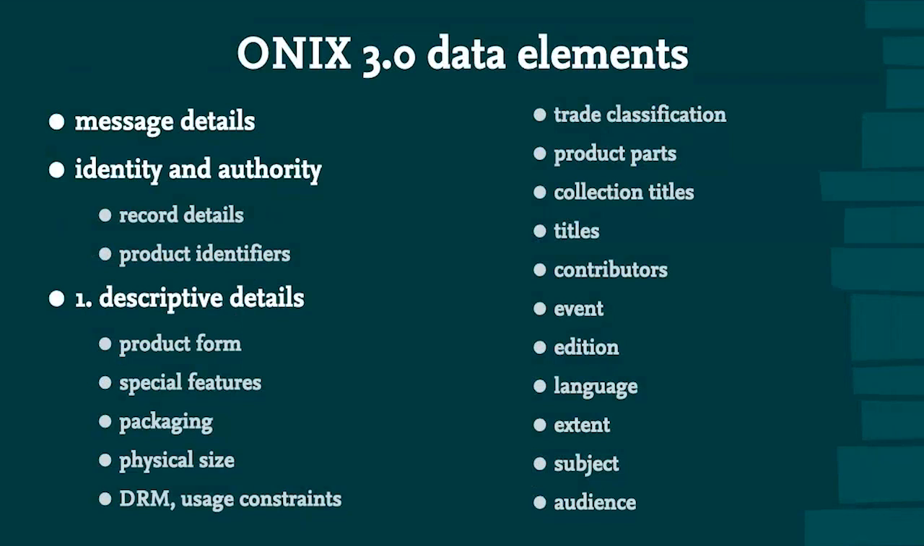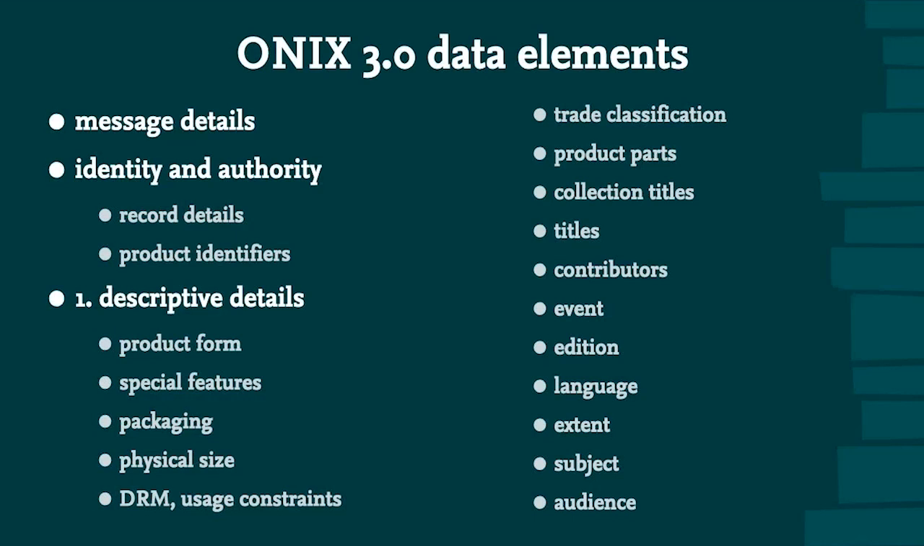So when we look at the Onyx elements, this slide and the next slide are an overview of the major data composites in an Onyx message. For those of you who are more familiar with Onyx 3, you'll know that Onyx 3 is made up of blocks of different types of data. There are 7 blocks plus a block 0. So this is the first part of it.